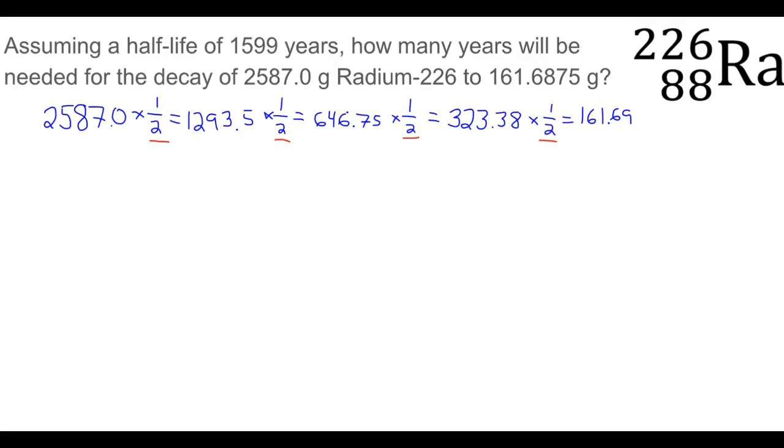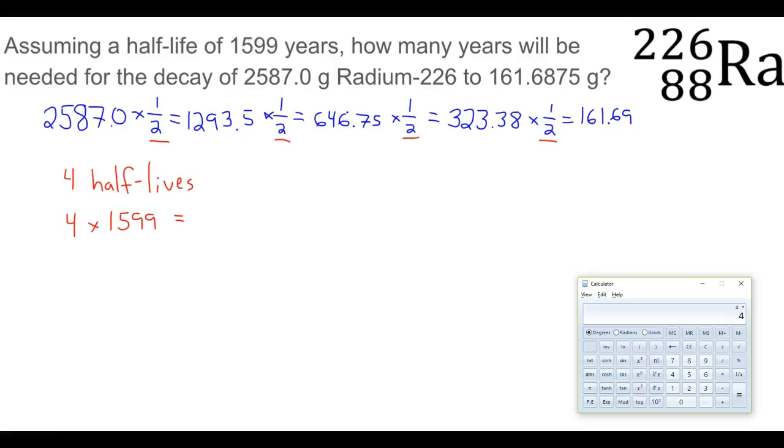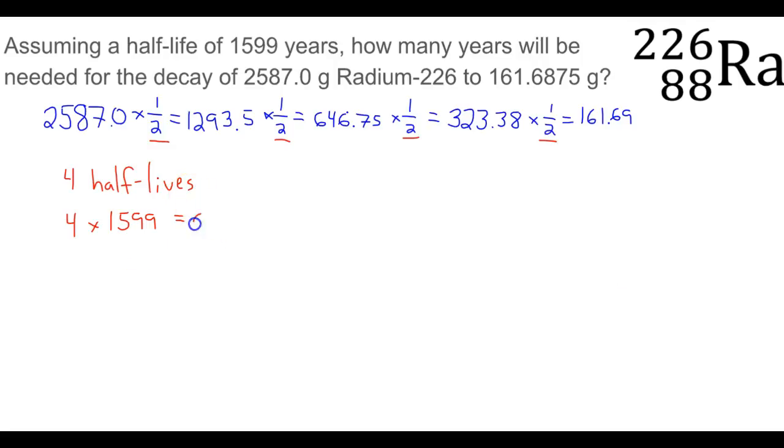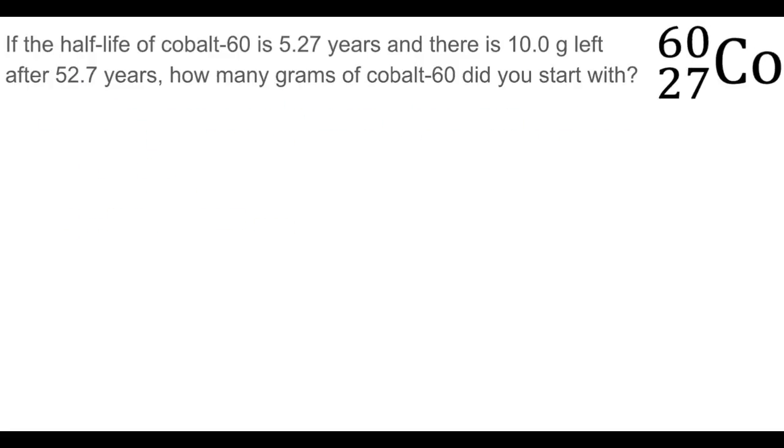So let's take a look at this. I had to multiply it by 1 half 4 times, so that means I'm going to have 4 half-lives. 4 times 1,599 years, which is the half-life of this, is going to give me a total amount of time of 6,396 years. So here I'm just figuring out how many half-lives am I actually talking about right here.